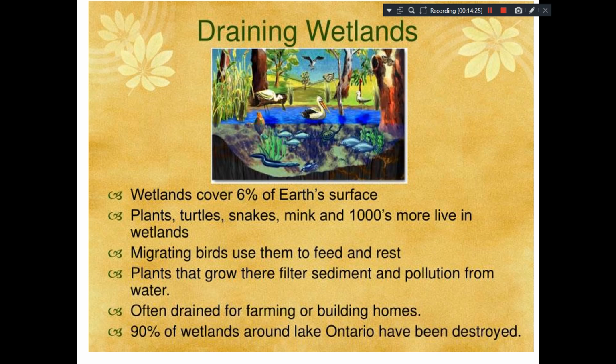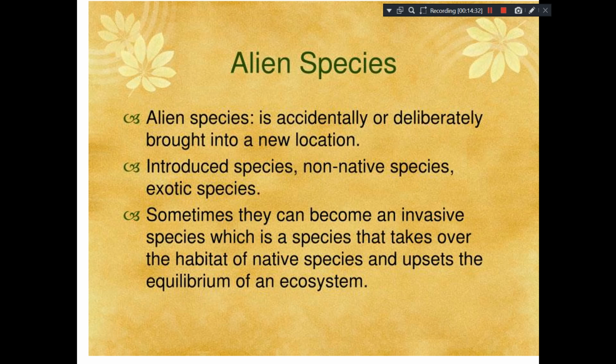One example, Ontario is a lake where 90% of its wetland have been destroyed. In India, we do not have the exact figure. Then another threat to biodiversity is the alien species.